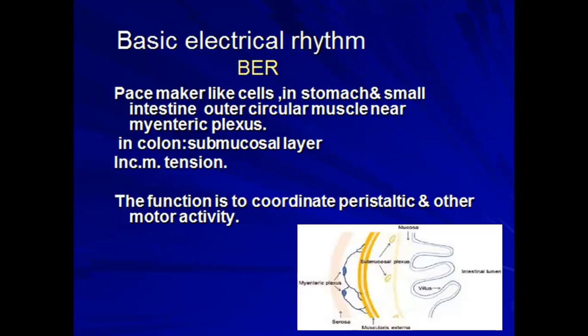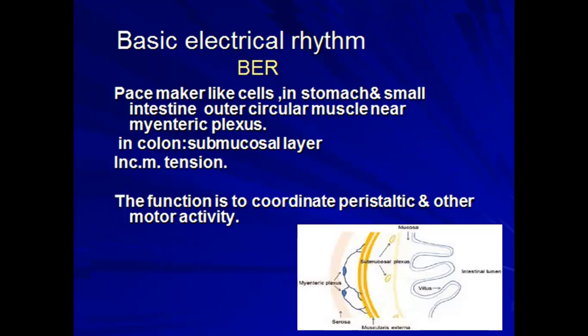So before we go to what happens in the small bowel, we'll discuss the types of electrical activity which control the movement and contractility of the gallbladder, the small bowel, the stomach and the colon, and which help the hormones, the reflexes and the CNS in the processes of digestion and absorption.